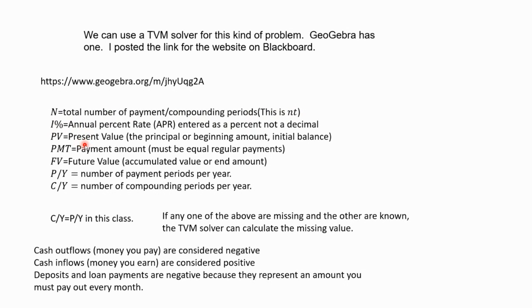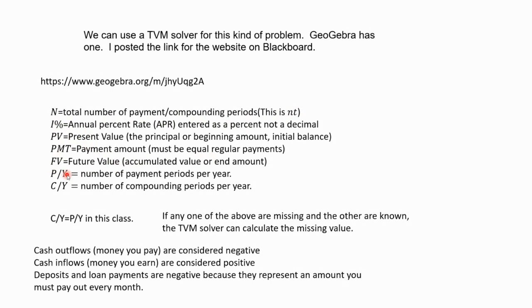PV is the present value. It's basically the amount in the beginning. It's the beginning amount. PMT is the same as before. It's the monthly deposits for us. But again, they must be regular payments, which is what we're using, assuming that is.